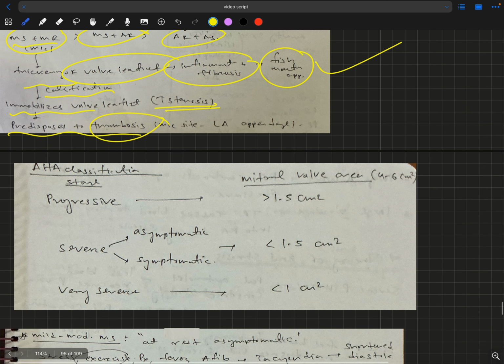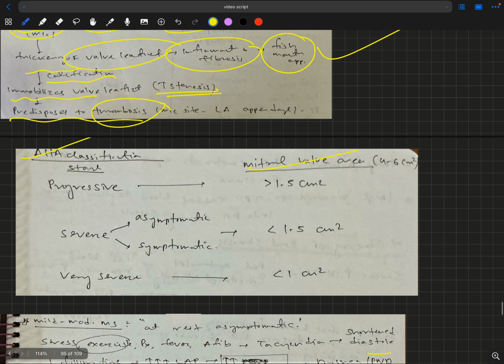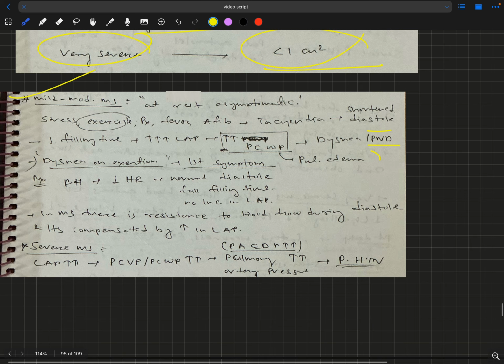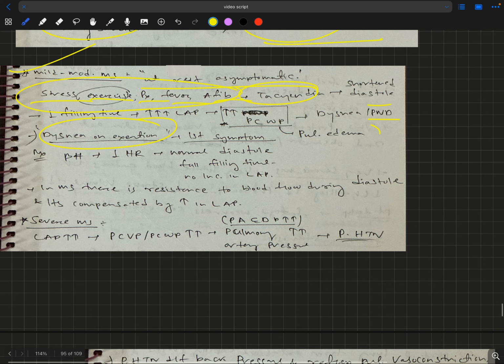So the American Heart Association classification is severity based on the mitral valve surface area. Progressive MS: mitral valve surface area more than 1.5 cm squared. Severe MS can be symptomatic or asymptomatic: mitral valve surface area less than 1.5, or very severe MS, mitral valve surface area less than 1 cm squared. Mild to moderate MS presents with dyspnea on exertion. The patient is asymptomatic at rest, but with stress, exercise, pregnancy, fever, or atrial fibrillation, in all these conditions there will be tachycardia. So what happens in tachycardia?